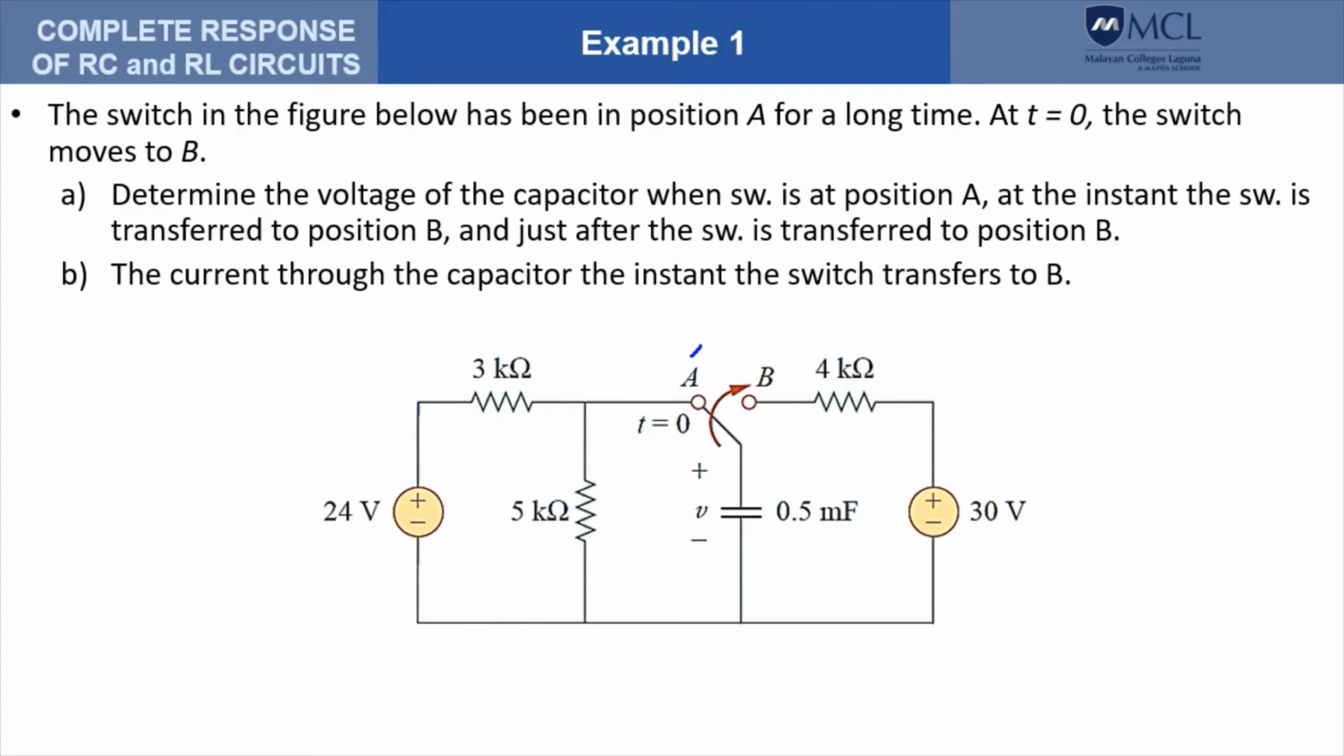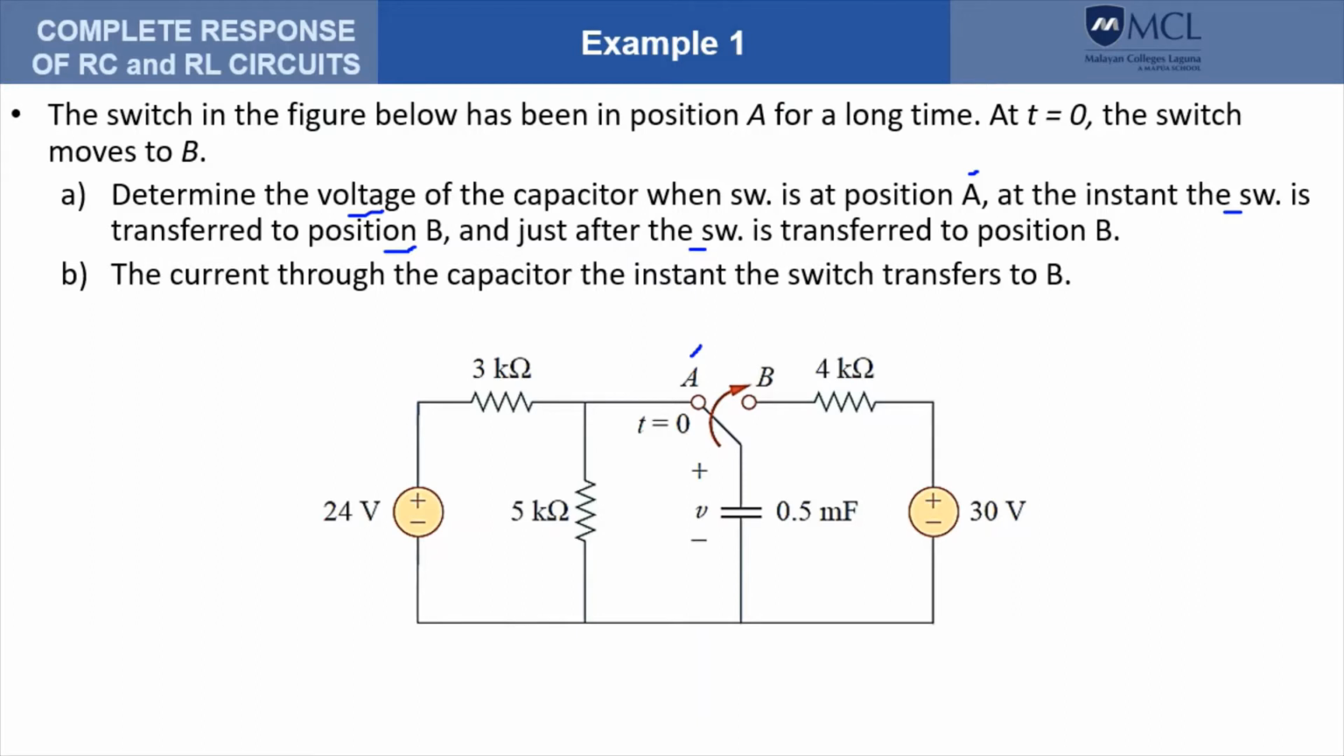So the act of flipping the switch from A to B disturbs the circuit and will trigger a transient condition, especially the part that contains the capacitor. So the question here is, what is the voltage of the capacitor when the switch is at position A? Meaning while the circuit is at steady state, prior to the transfer of the switch. The instant the switch is transferred to B, and the voltage just after the switch transfers to B.